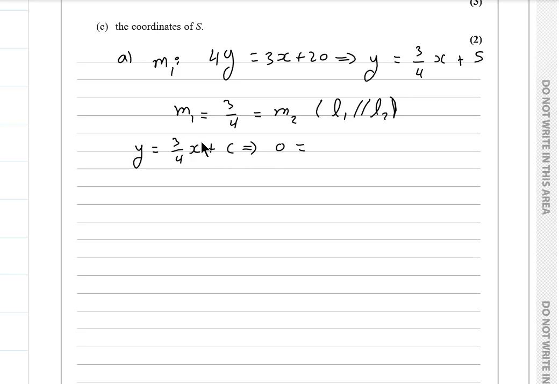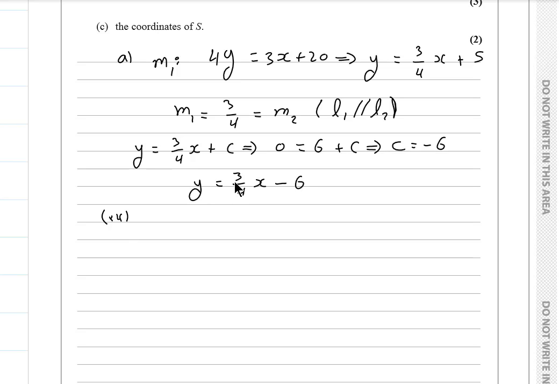3 over 4 times 8: 8 over 4 is 2, times 3 is 6. Plus c, which means that c equals minus 6. So the equation will be y equals m, which is 3 over 4 x minus 6. And then to put this in the required form, we will multiply by 4 and make some rearrangements.